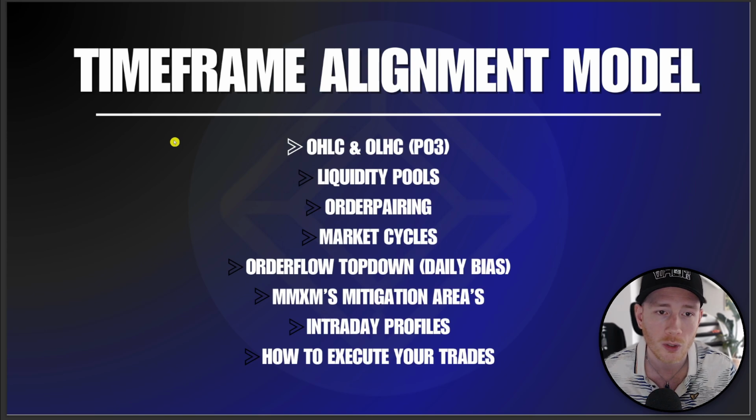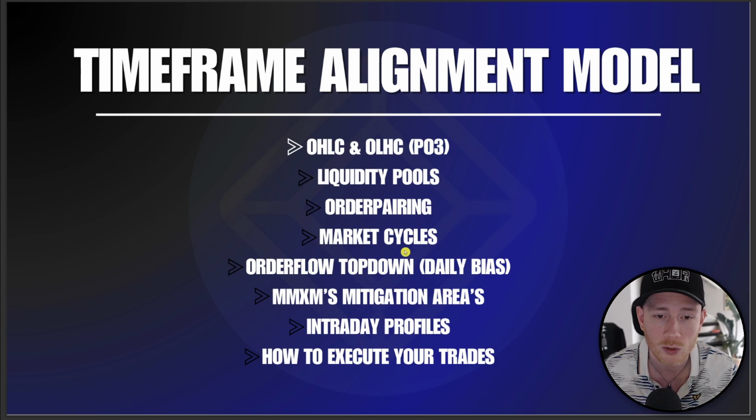What are we going to be talking about in this series? First episode, open high low close and open low high close. This is the power of 3. Second episode, liquidity pools. We're going to be talking about where actually buy side and sell side liquidity is resting. Then the third episode, order pairing. This is going to be key in determining where the market moves. It always moves from buy stops to sell stops and vice versa.